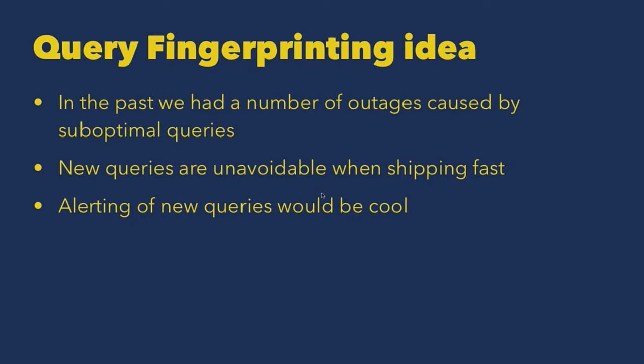So sometime last year, I had an idea that I called query fingerprinting. We had a few outages caused by poorly optimized queries, which are really difficult to avoid when shipping fast. We had one today. That just happens when you're shipping fast. These things happen. In our after action reviews of these incidents, we talked about whether it would be possible to get an alert when a new query ships. I had a rough idea for how we might do this, but we decided not to build it at the time.